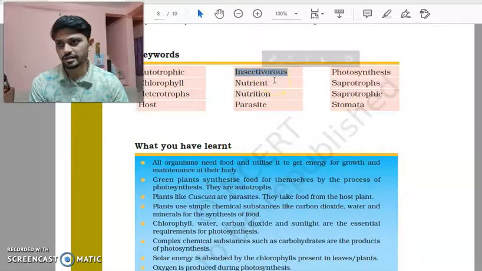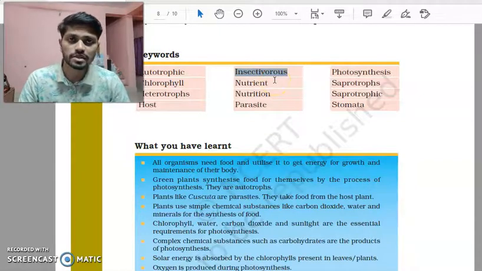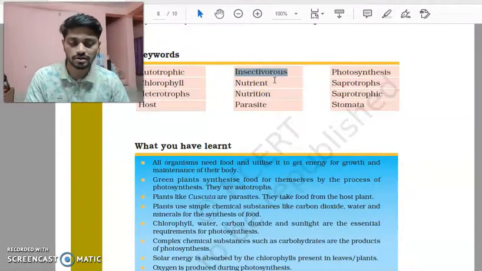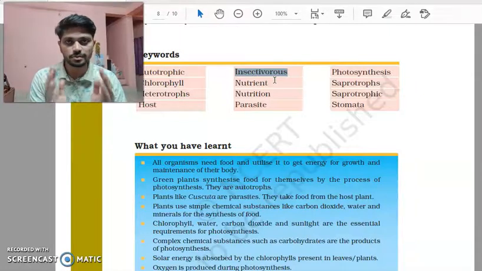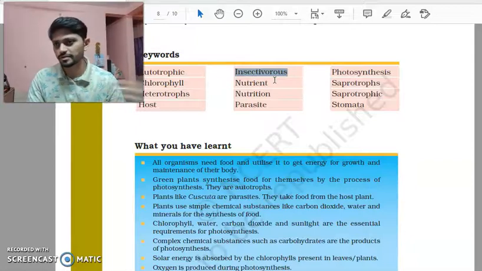What is the term insectivorous? We have seen this type of plant, the pitcher plant, which has a jar-shaped leaf, and there is a leaf which acts like a lid. If any insect rests on this leaf, the pitcher plant can use its digestive juices to take the nutrients from this insect.